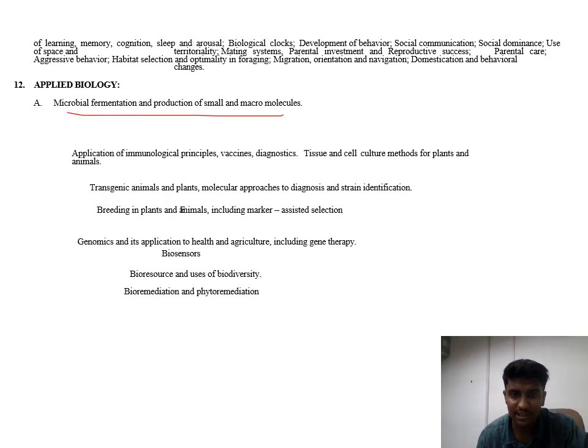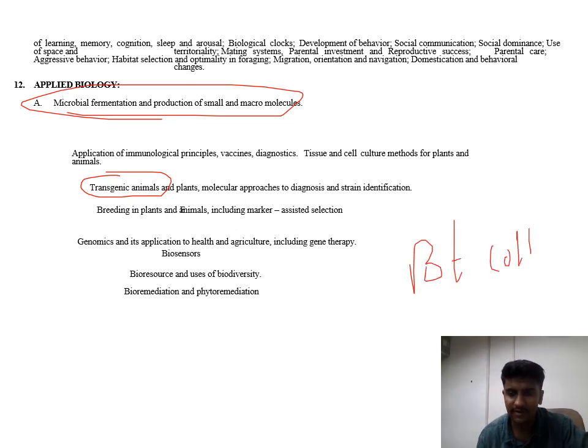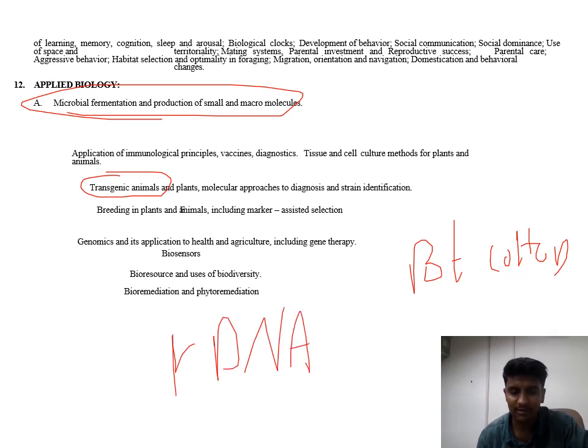In applied biology, fermentation, upstream processing, downstream processing, transgenic animals, transgenic plants, Bt cotton and all, right, that are frequently asked. Then different types of endonuclease, rDNA technology, plus different kinds of vectors and tools. So restriction endonuclease and primer designing and all. Questions are asked on that. Gene therapy: somatic cell, germ cell, in vivo, ex vivo gene therapy.